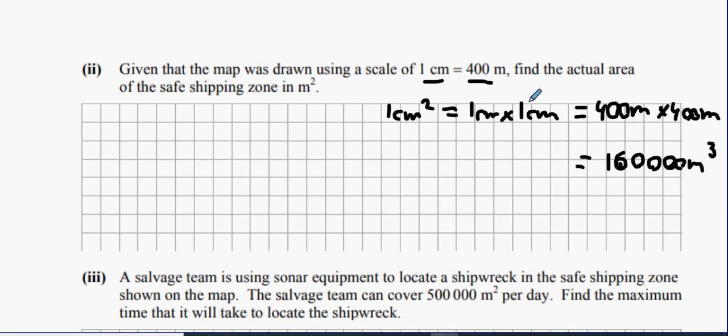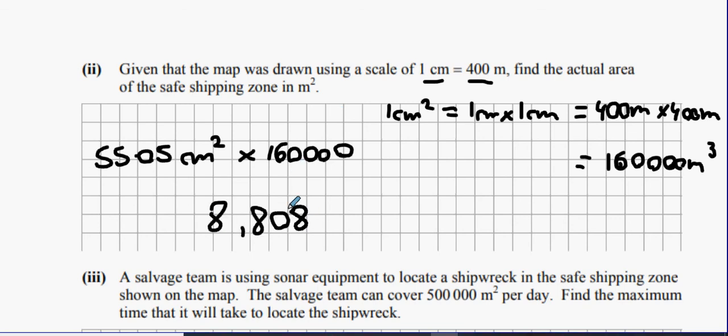Okay? So, what's the area of our shipping zone? Centimeters squared. What do we have to multiply that by now? 160,000. And we're going to get 8,808,000 meters squared. You got that?